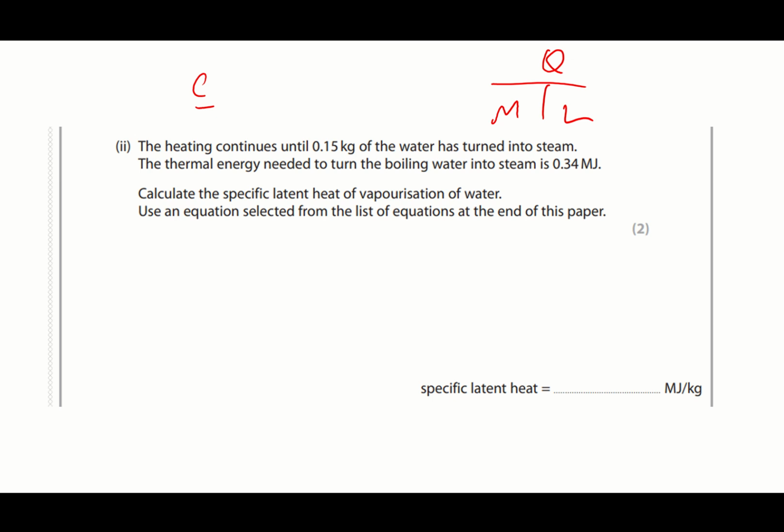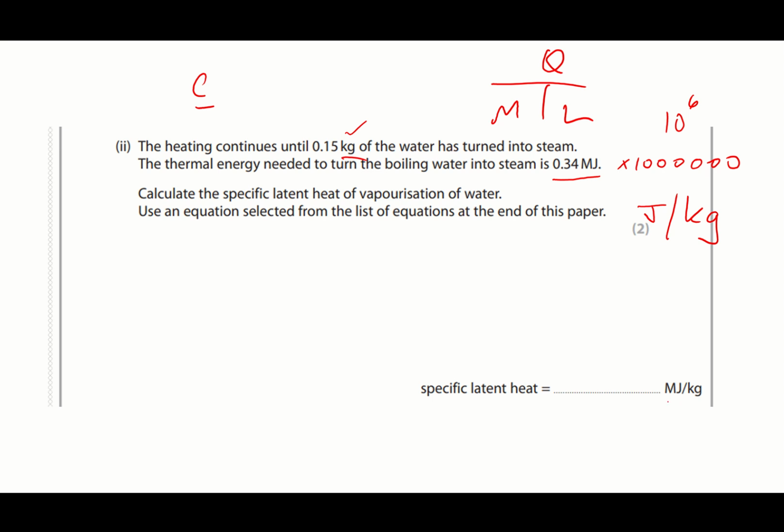Here we go. Heating continues till it's 0.15 kilograms. Yeah, I'm happy with that. And then the thermal energy is in megajoules. So I've got to times that by 1,000,000. So that's 10 to the power of 6. So calculate the specific latent heat. And I'm then going to end up having, in terms of my units, joules per kilogram. As you can see, that's my unit there.